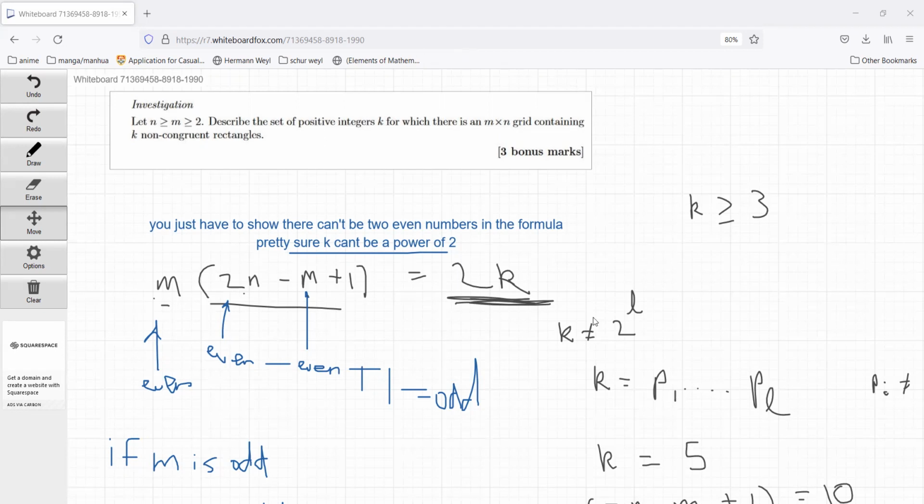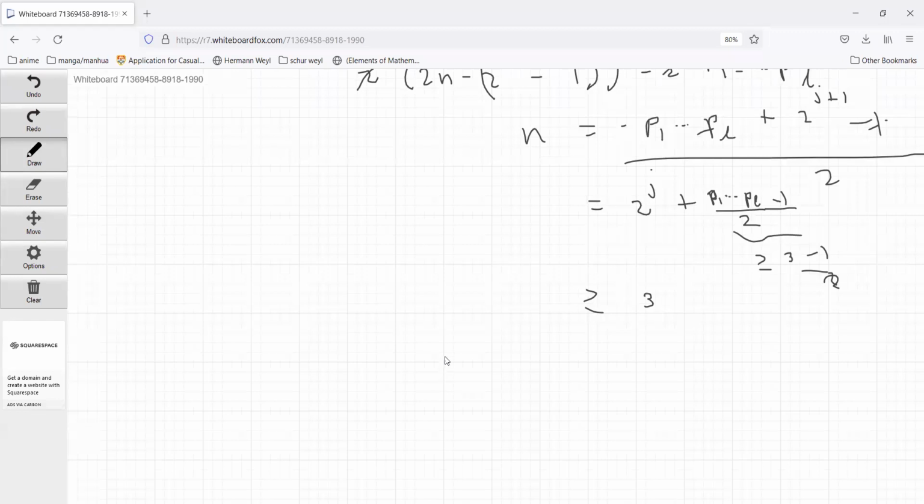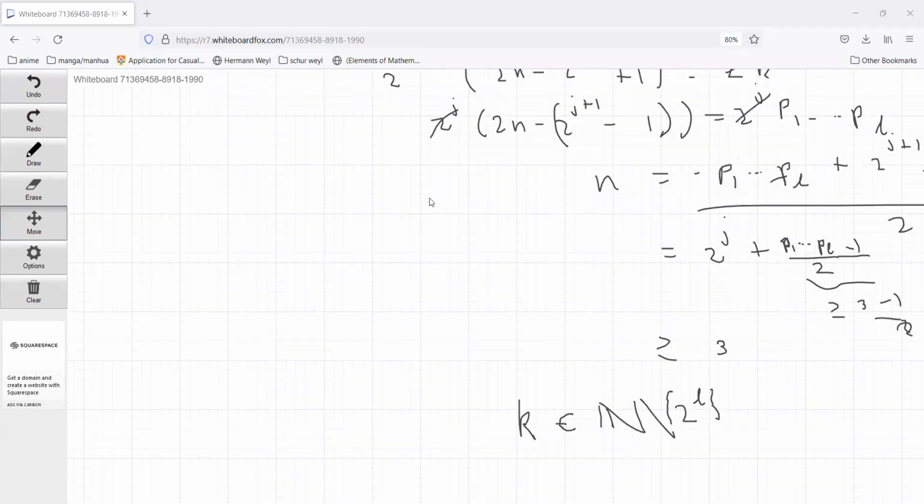But yeah, so to wrap it up, we basically have that the set of all possible things is just k and n excluding powers of 2. That is our conclusion. So that about wraps up this question. If no one has any questions.